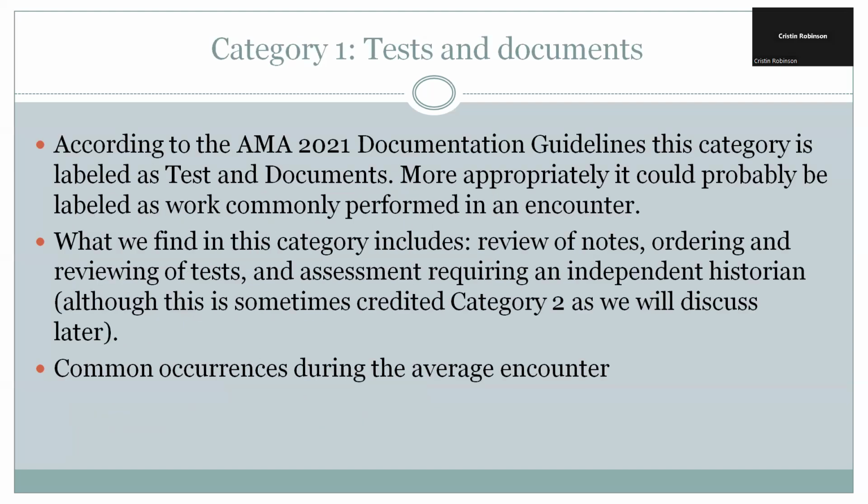So category 1, which are your tests and documents. According to the AMA 2021 documentation guidelines, this category is labeled as tests and documents. More appropriately, it could probably be labeled as work commonly performed in an encounter. What we find in this category includes review of notes, ordering and reviewing of tests, and the assessment requiring an independent historian, although this is sometimes credited to category 2, and we'll talk about that a little bit later. Common occurrences during the average encounter.